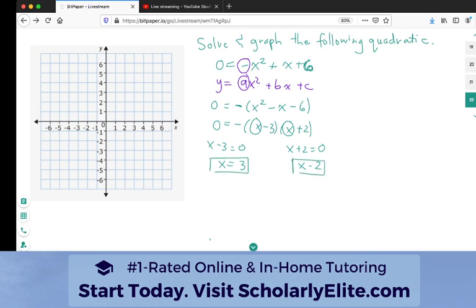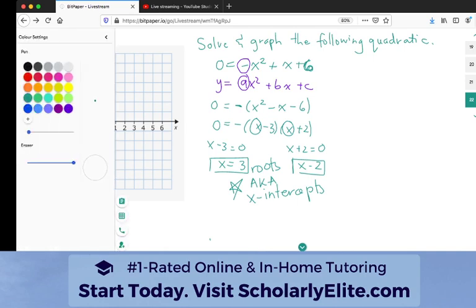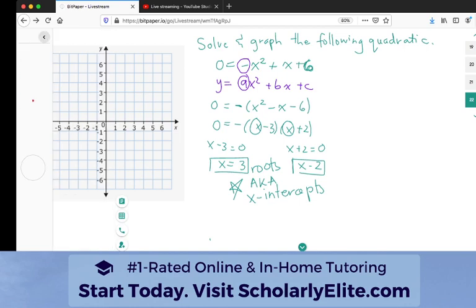These are our roots, aka our x-intercepts. Okay, you guys, it's really, really crucial that we understand that and remember that. Keeping that in mind, that really just tells us where we are graphing and where our graph actually intersects here. So, let's go ahead and plot those.